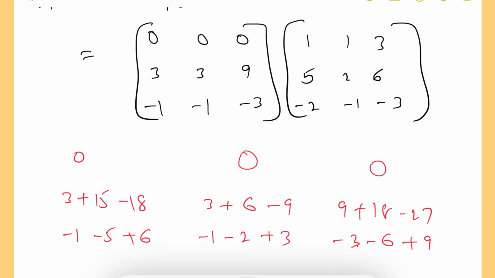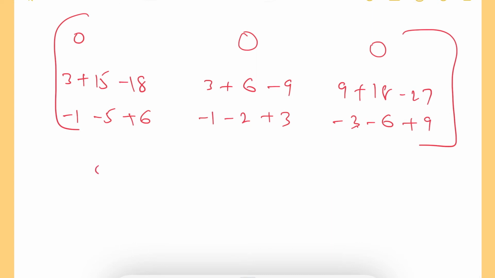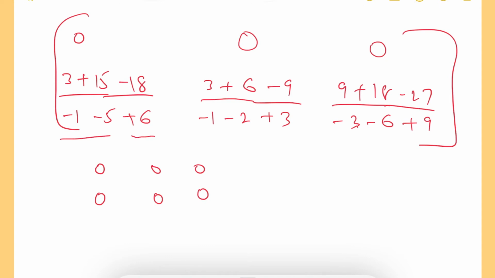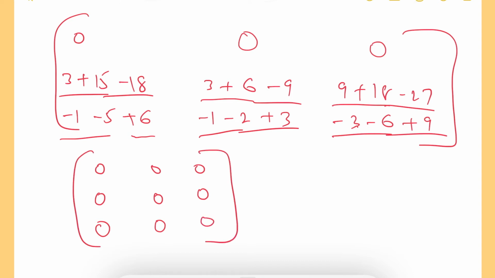Okay, now let us simplify this matrix. So we get 0, 0, 0. 3 plus 15, 18; 18 minus 18, 0. 3 plus 6, 9; 9 minus 9, 0. 9 plus 18, 27; 27 minus 27, 0. 6 minus 1 minus 5, minus 6. Minus 6 plus 6, 0. Minus 1 minus 2, minus 3. Minus 3 plus 3, 0. Minus 3 minus 6, minus 9. Minus 9 plus 9, 0. So that is nothing but 0 matrix. Okay, next, third question.